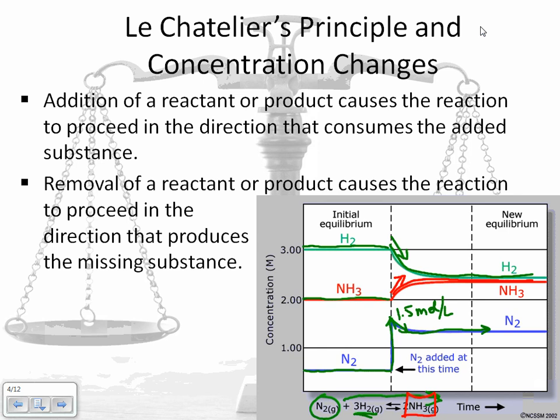You add one thing or two things or whatever it is, the reaction is going to proceed to basically do the opposite of whatever you've done. So when I add N2, I shift towards the product side. That's my equilibrium shift. I make more NH3, and I make less N2 and H2.